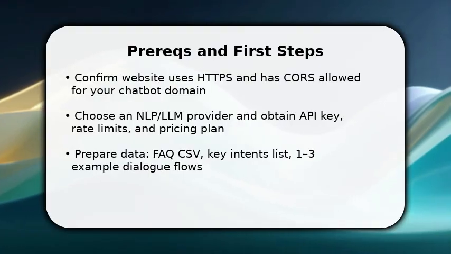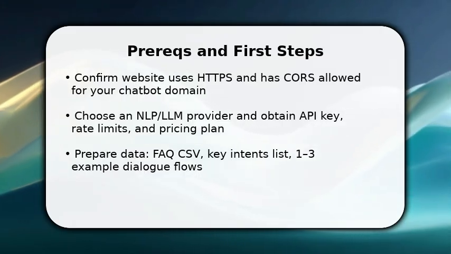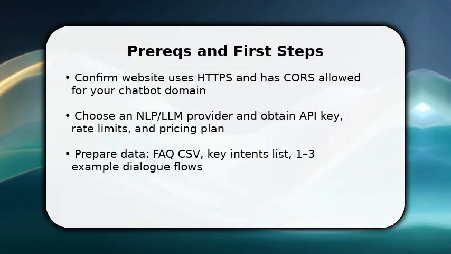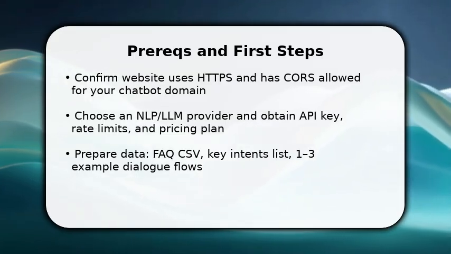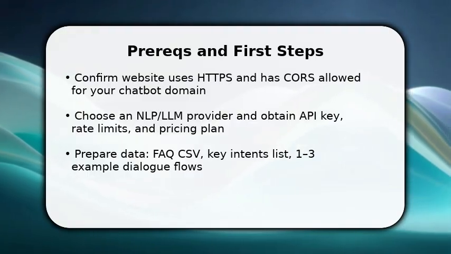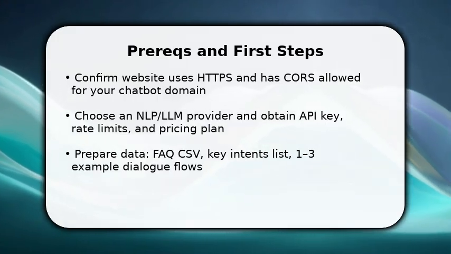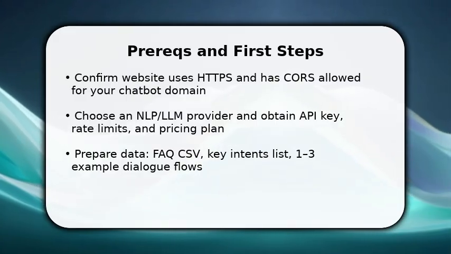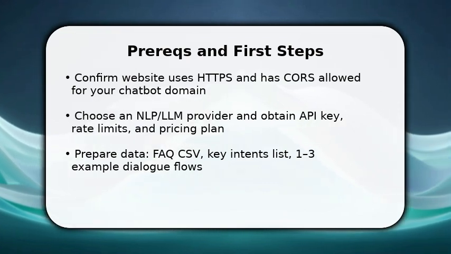You start by verifying core prerequisites so you can build safely and quickly. Make sure your site runs on HTTPS and allows the chatbot domain via CORS. This prevents blocked requests. Next, pick an NLP or LLM provider and secure an API key and plan that matches expected traffic. Once done, gather and format your knowledge: a FAQ CSV, intent labels, and 1 to 3 sample dialogues. These first steps get you from idea to a working integration in minutes.